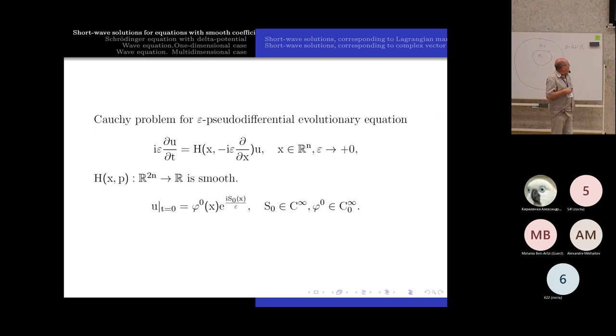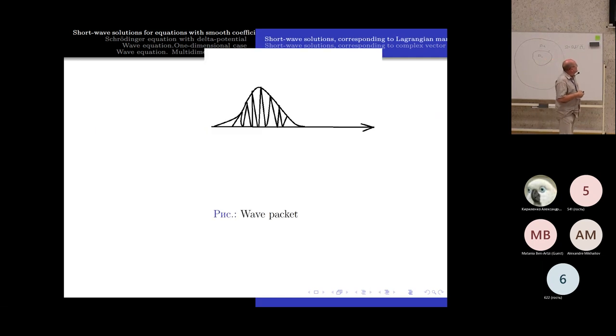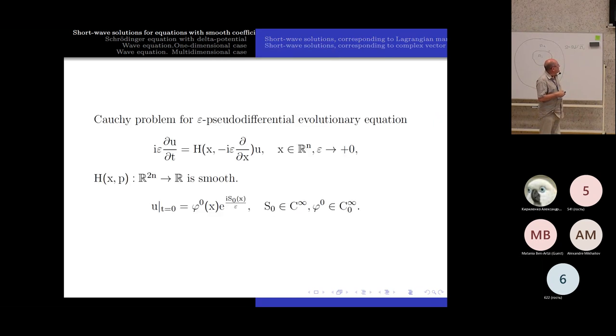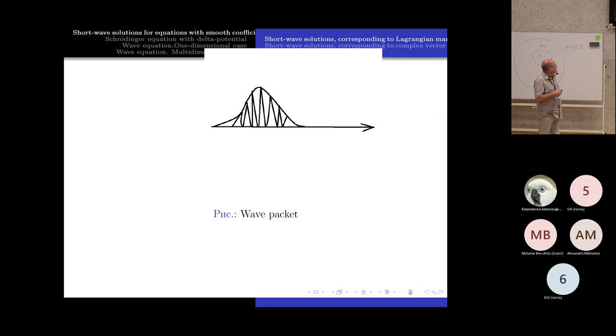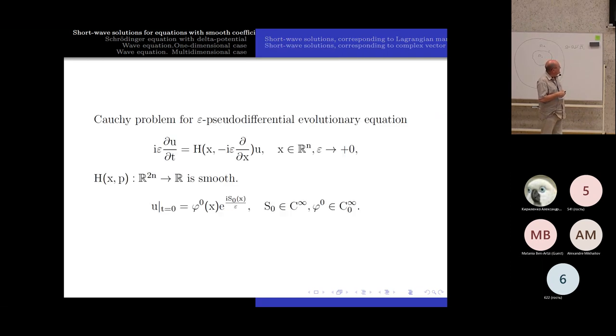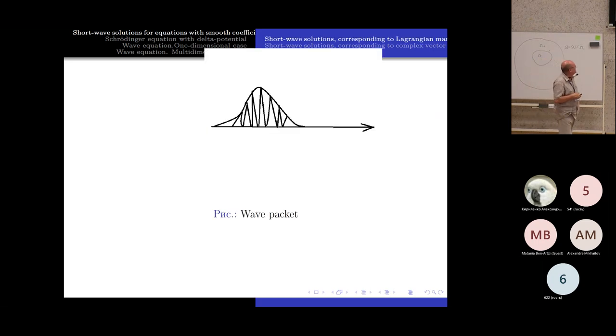Okay. There are two different variants of the initial conditions of this type, namely the function S naught can be either real valued or complex valued. If we have a real valued function, then the initial condition has the form of some rapidly oscillating wave packet. So we have some area in n-dimensional space, which is the support of this function. Inside this area, we have rapid oscillations, which are defined by this exponent, because epsilon here is in the denominator. I have forgotten to say that the problem is to compute the asymptotics of the solution of this Cauchy problem as epsilon tends to zero. Okay, this is short wave asymptotics.